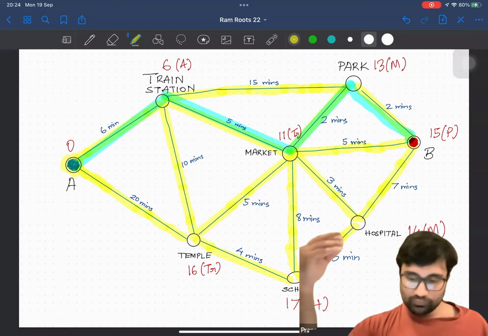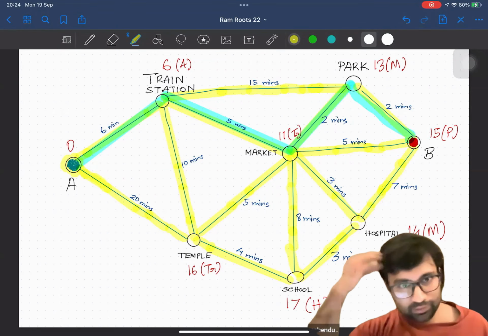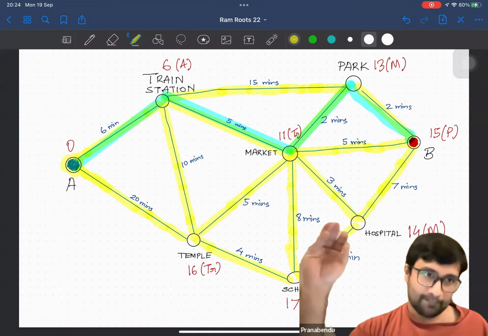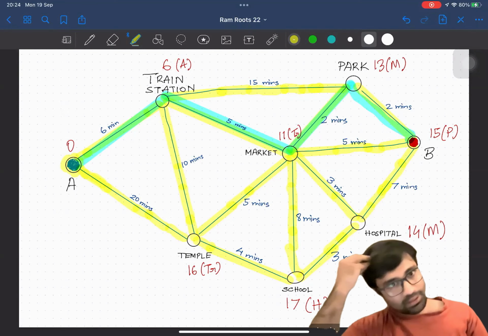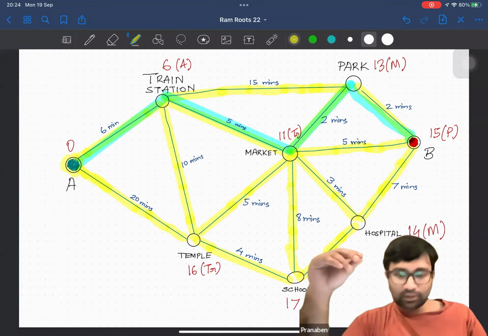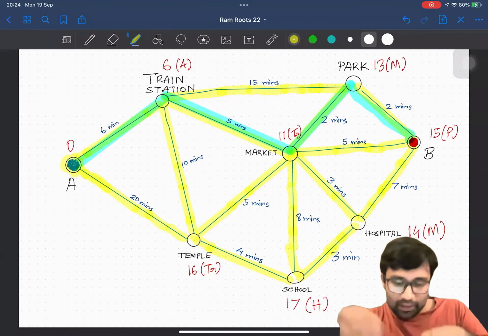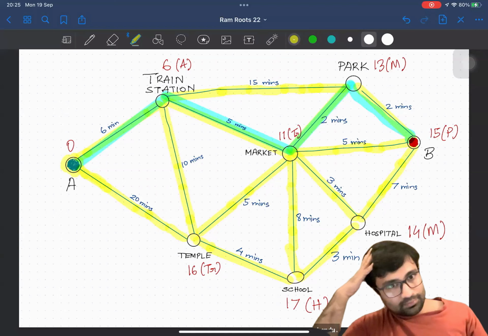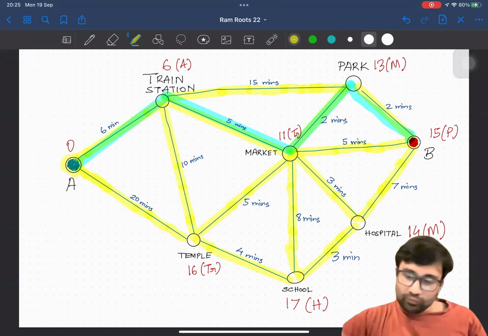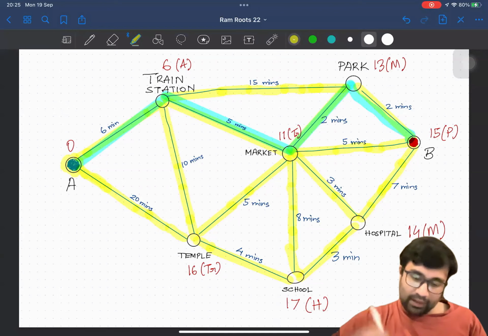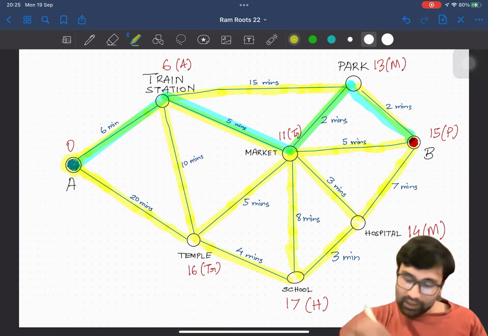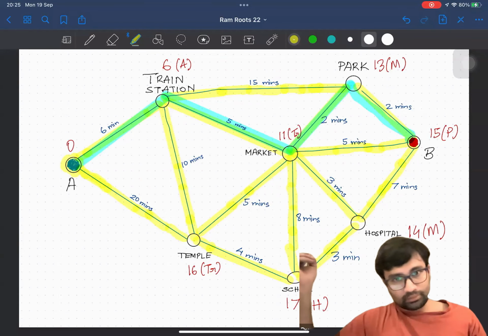Yes, sir. So what is the moral of the story here? That if we have a map and if we can figure out how the fire would spread from one place to all the places, then we can use the spread of the fire to figure out what is the fastest way to go from A to all these places, right? So the fastest way to go from A to B will take 15 minutes as shown by the path taken by the fire, right? The fastest way to go from A to temple will take 16 minutes. To go from A to school will take 17 minutes. To go from A to hospital will take 14 minutes.